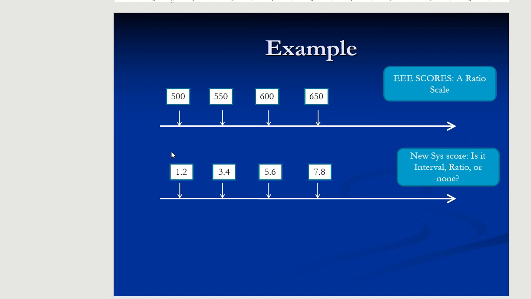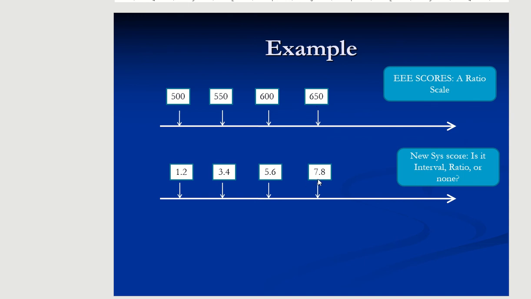So, the first question that you ask yourself, what did I divide 500 by to get 1.2? To go from 500 to 1.2, I must have divided 500 by 416 point something. So divided 500 by 416 point something will give me 1.2. Is that true for all other values? Well, take 550 and divide it by 416. You will get 1.32 and not 3.4. Similarly, if you divide 600 by 416, you will not get 5.6. And if you divide 650 by 416, you will not get 7.8.